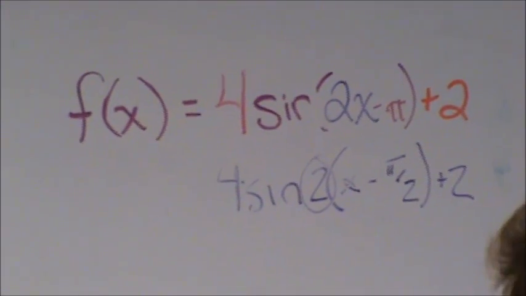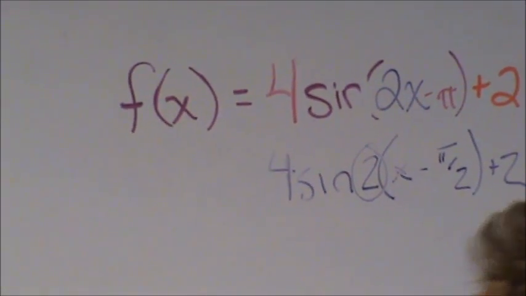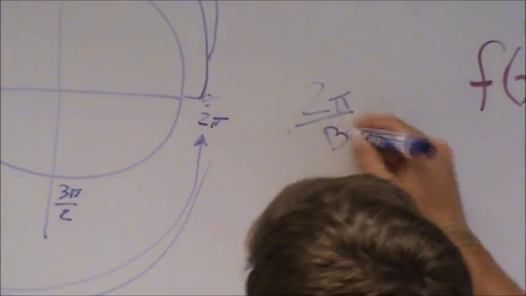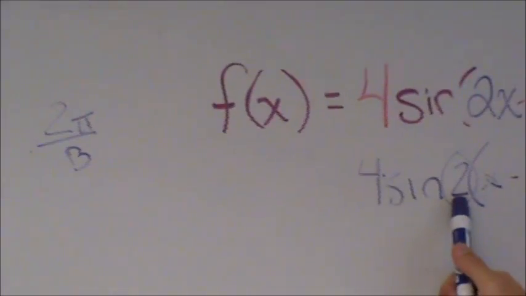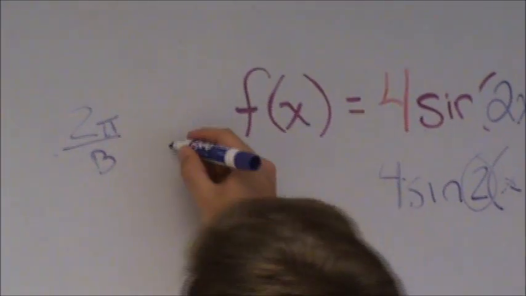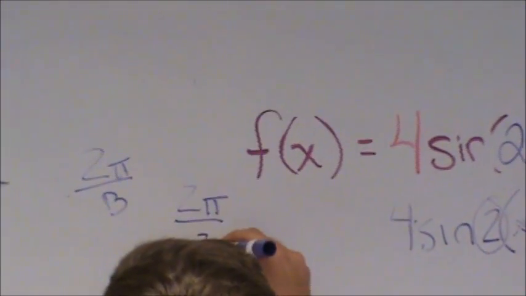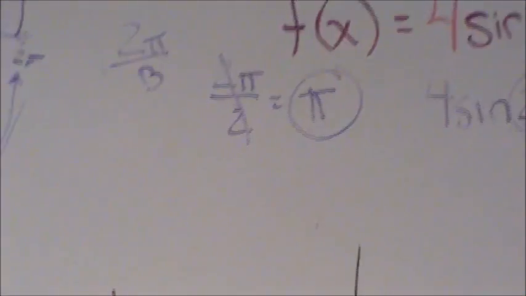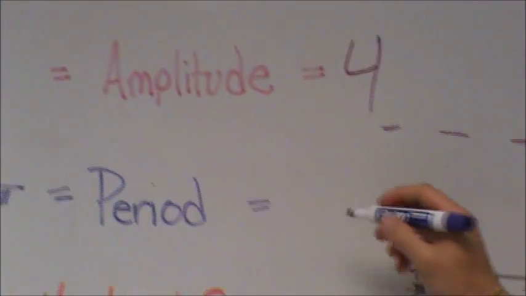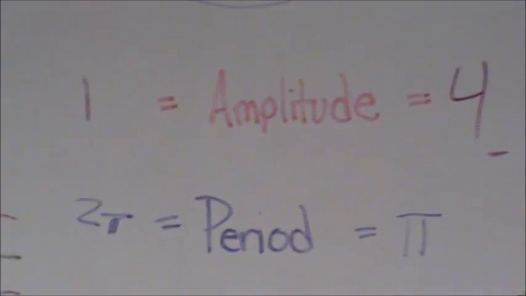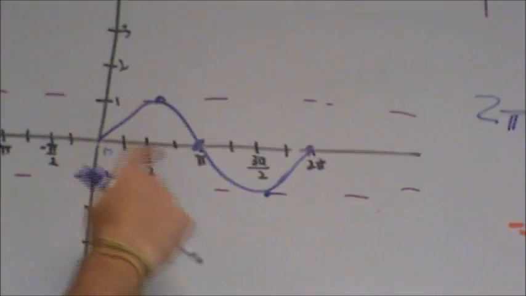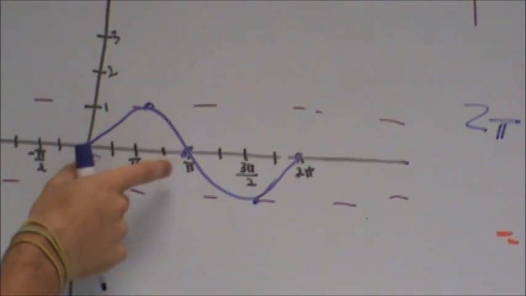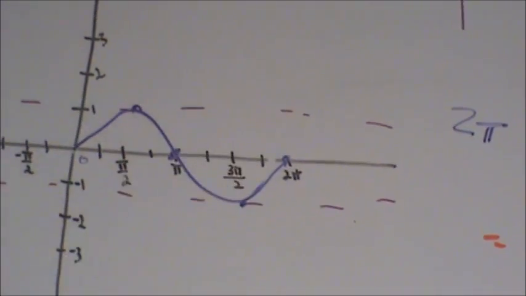To get the period using the 2, use this formula. It's 2 pi over b, where this value right here is the b. So 2 pi over 2. That means the period of this function is pi. Which means that if you take this and just squish it, it's only going to go from 0 to pi instead of 0 to 2 pi.